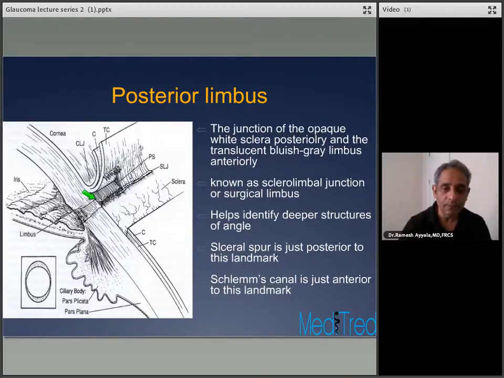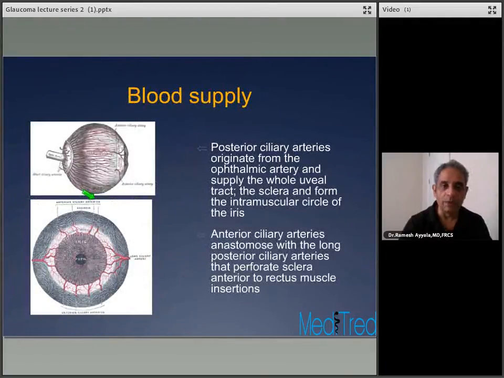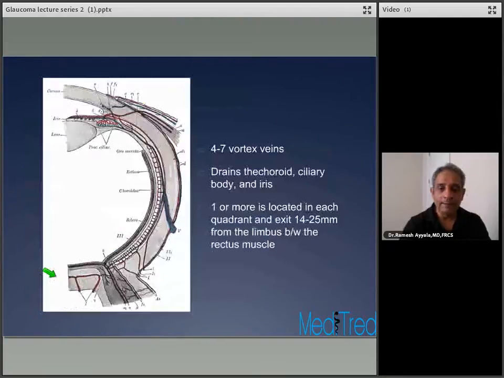So let's move on to blood circulation of the angle structures and of the ciliary process itself. It's a dual circulation to the ciliary process. It's the posterior ciliary arteries and the anterior ciliary arteries, the two anastomose to form the major circle of the iris. And from there, the short radiating branches form from this arterial circle to form the ciliary process capillaries. And the venous circulation is mostly via the vortex veins.